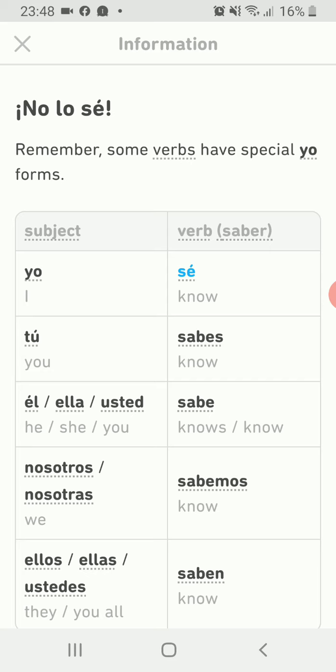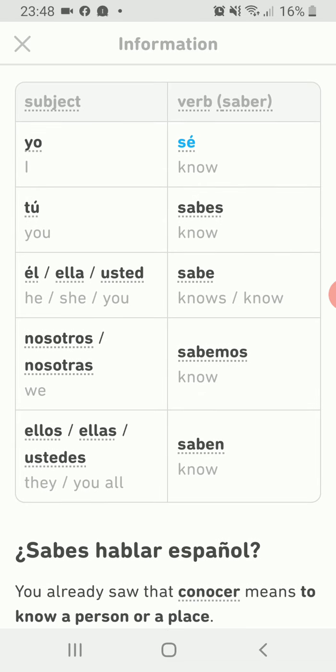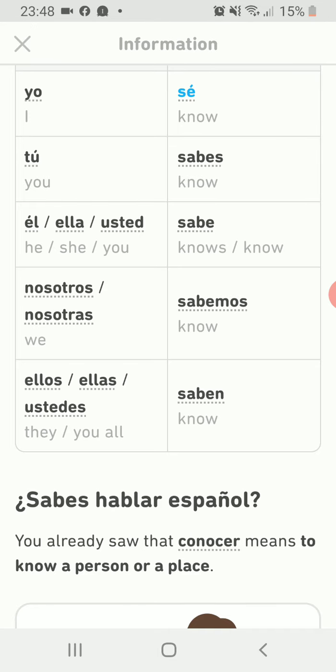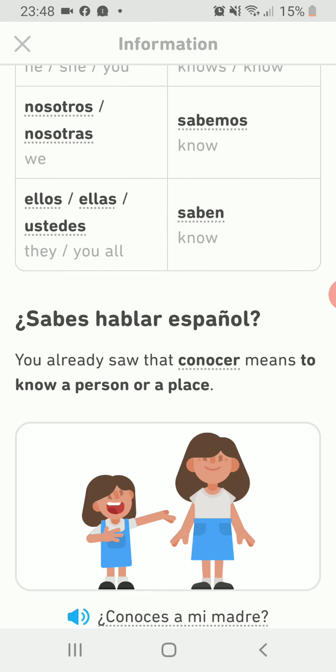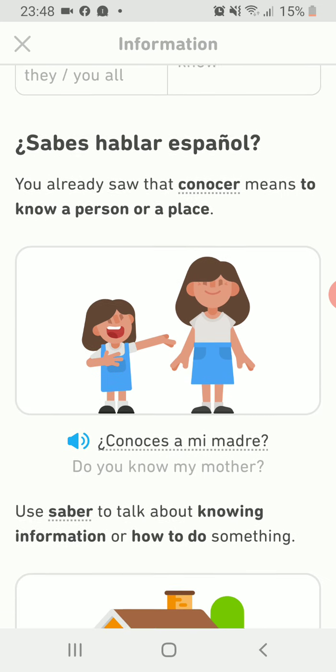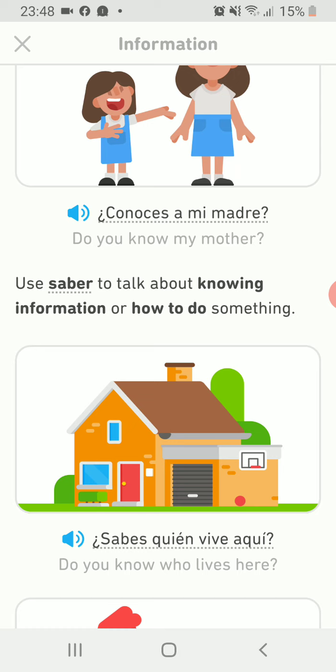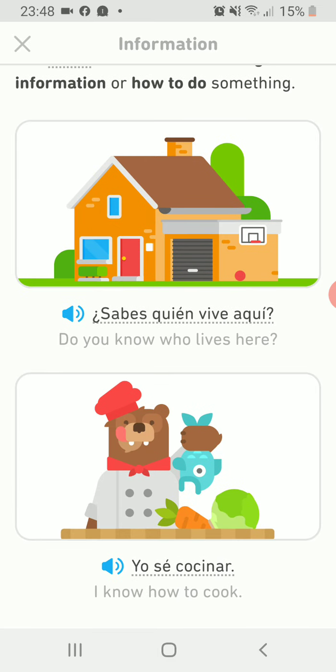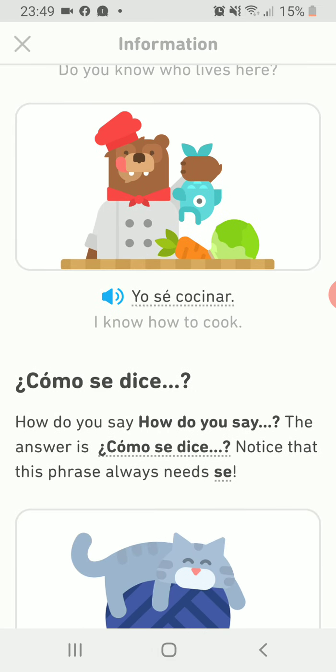No lo sé. Remember, some verbs have a special yo form. Yo sé, I know, tú sabes, él sabe, ella sabe, usted sabe. Nosotros, nosotras sabemos, ellos, ellas, ustedes saben. ¿Sabes hablar español? You already saw that conocer means to know a person or a place. ¿Conoces a mi madre? Do you know my mother? Use saber to talk about knowing information or how to do something. ¿Sabes quién vive aquí? Do you know who lives here? Yo sé cocinar. I know how to cook.